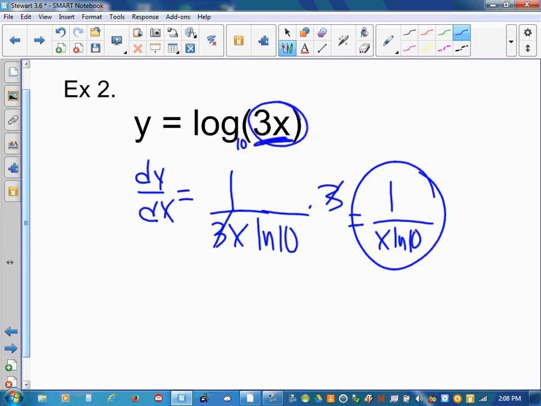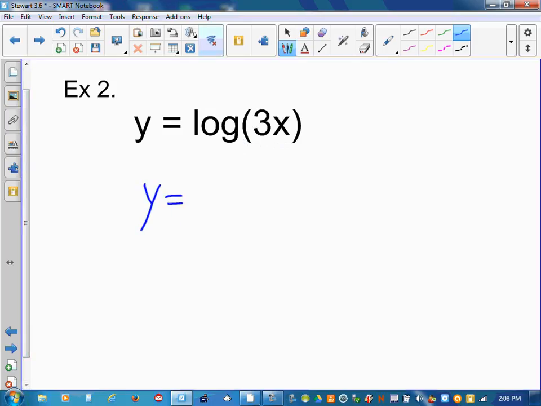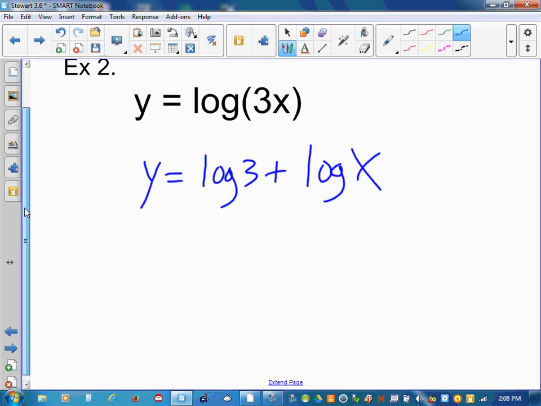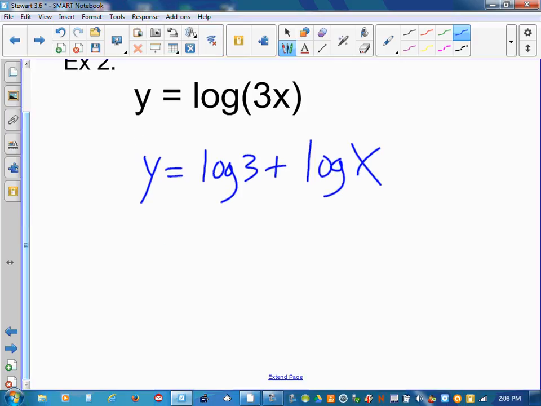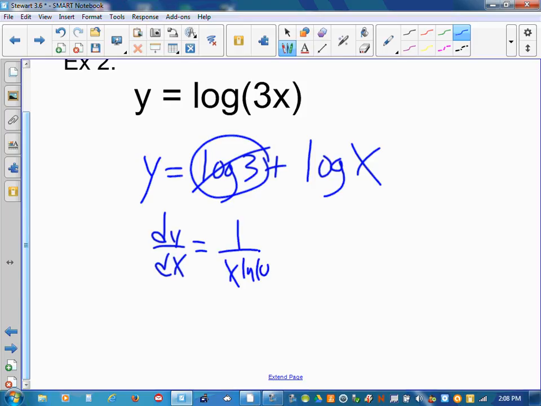That 3 doesn't really exist with this, and I'll show you another way to look at this. We could have written y equals log base 10 of 3 plus log base 10 of x. That's one of the properties of logs, right? When you have multiplication, you can change it to addition. So we do dy/dx is equal to, well, that's just a number, so the derivative of a constant is 0 and that goes away. And so the derivative of the log base 10 of x is 1 over x natural log of 10, which is what I had before.